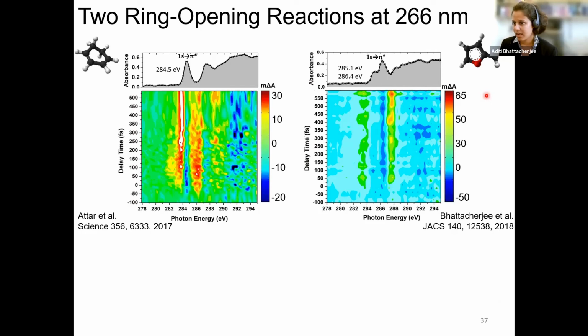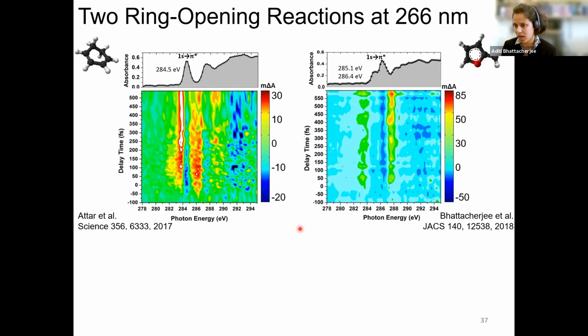What happens when we shine light on these molecules? So this is a false color map of the two. On the x-axis is the photon energy. On the y-axis is the pump probe time delay. Black blue is ground state depletion, yellow, orange, red is absorption.